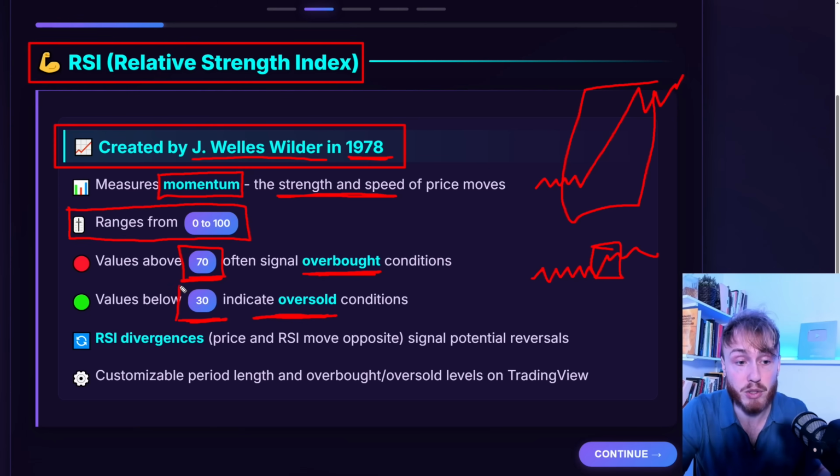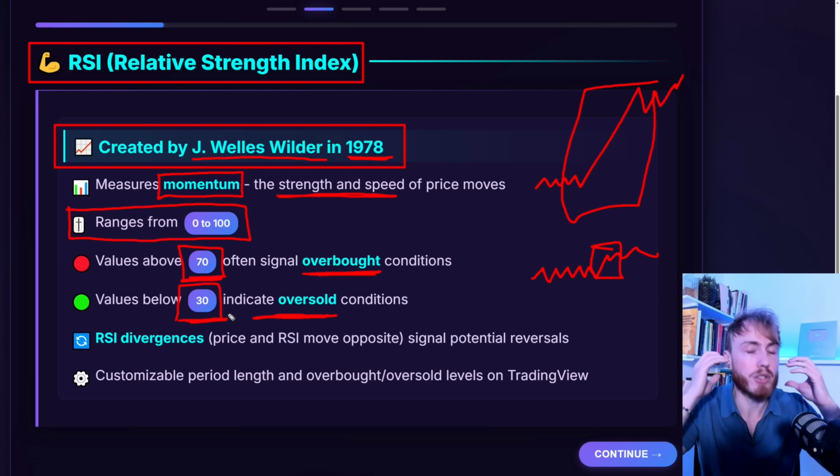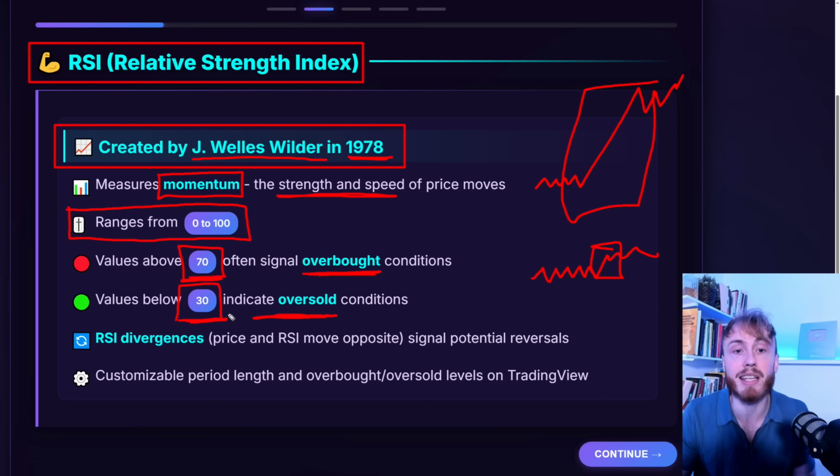And that values below 30, in other words, oversold conditions, means that you should buy. And this is completely wrong. And this is a very common beginner mistake when it comes to the RSI.